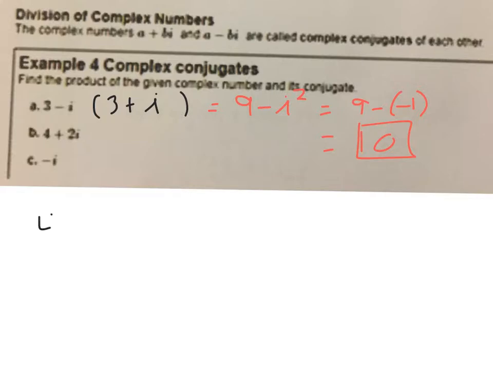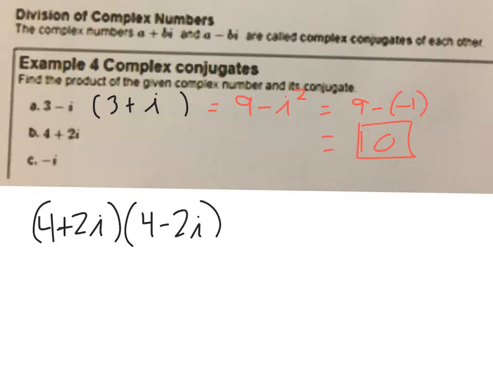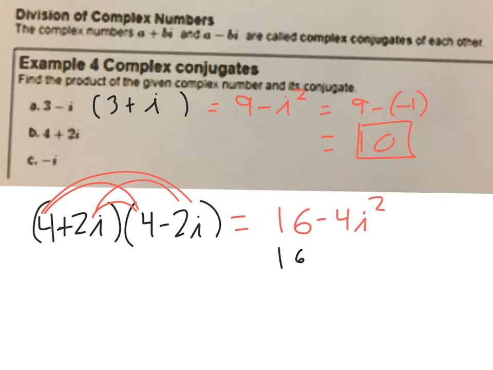For B, we've got 4 plus 2i. What's the conjugate of 4 plus 2i? 4 minus 2i. And then we would distribute. 4 times 4 is 16. 4 times negative 2i is negative 8i. 2i times 4 is positive 8i. That goes to 0. 2i times negative 2i is negative 4i squared. So that gives 16 minus 4 times negative 1, which is 20.